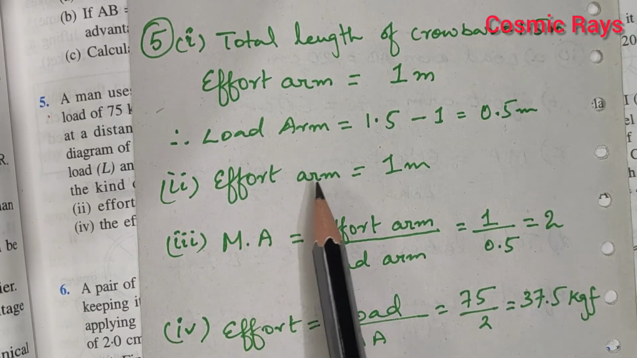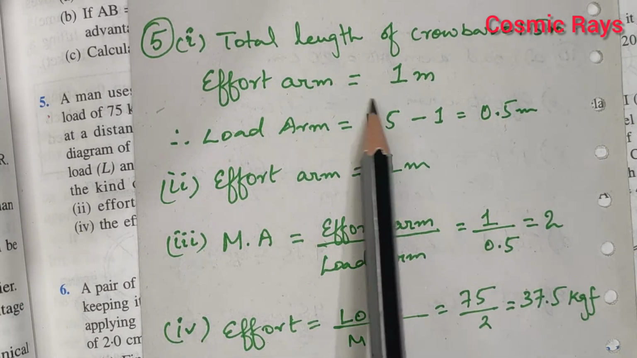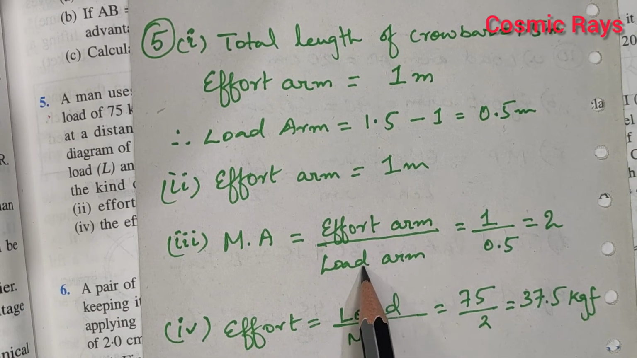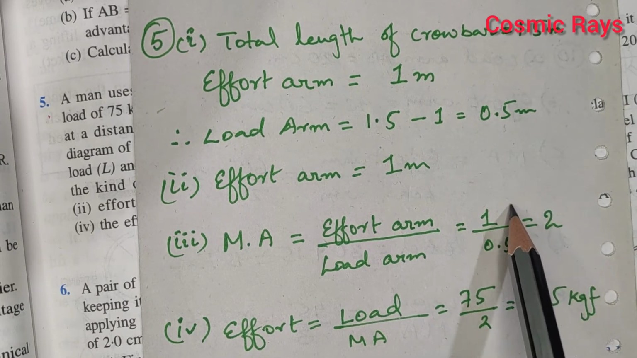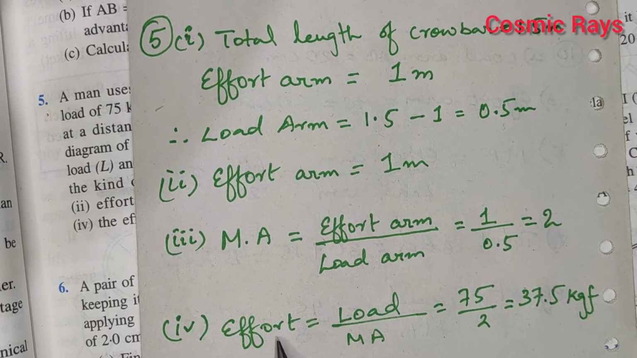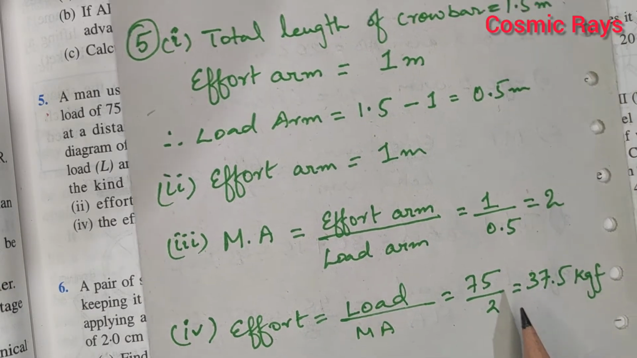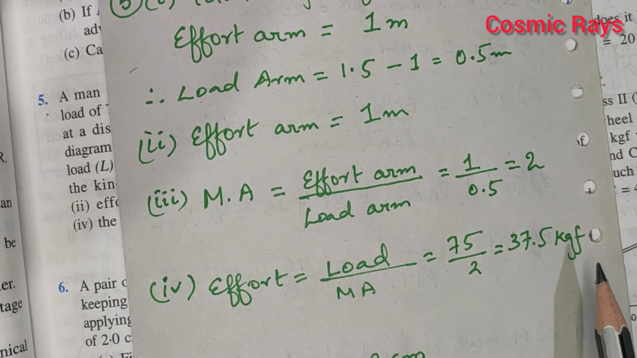So effort arm is equal to 1 meter, which we have to calculate for number 2. It's already here. So mechanical advantage is going to be effort arm upon load arm. We have the value of effort arm. We have calculated the value of load arm. So 1 divided by 0.5, that is 2. And finally we have to calculate the effort required. So we know that effort is equal to load upon mechanical advantage. So that is equal to 75 divided by 2, that is 37.5 kgf.